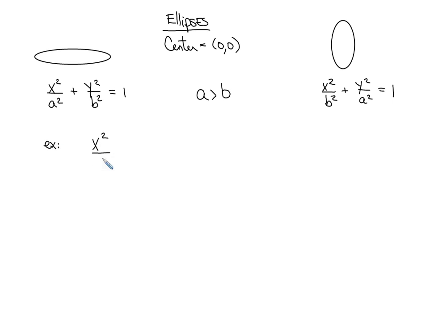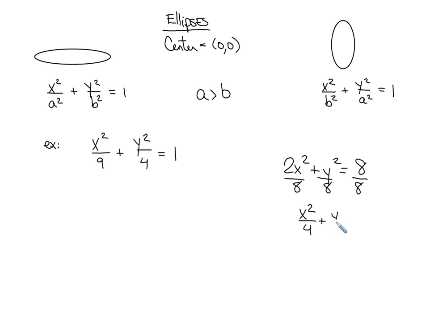Let's take a look at x squared over 9 plus y squared over 4 equals 1. First of all, notice, guys, what's on the right side of both versions of the equation? A 1. If it's not a 1, guess what you get to do first? Make it a 1. And how would you do that? If you had something like 2x squared plus y squared equals 8, what you would do is you would divide both sides by 8, and this would become x squared over 4 plus y squared over 8 equals 1. That's how you get a 1, is you divide by whatever's on the other side.